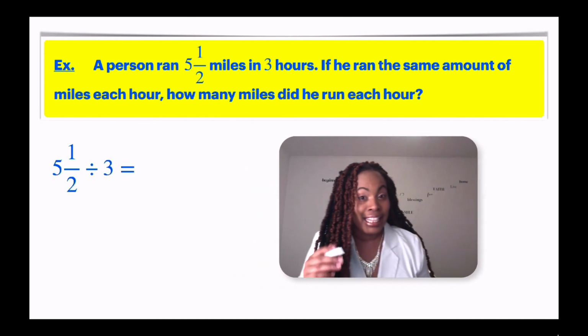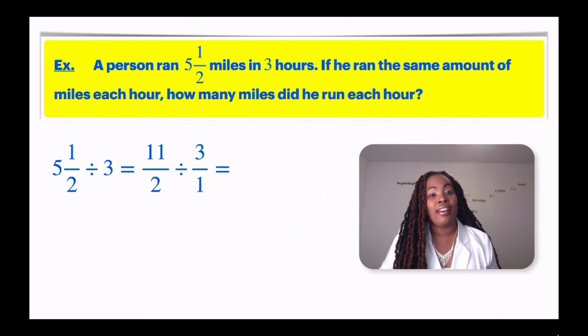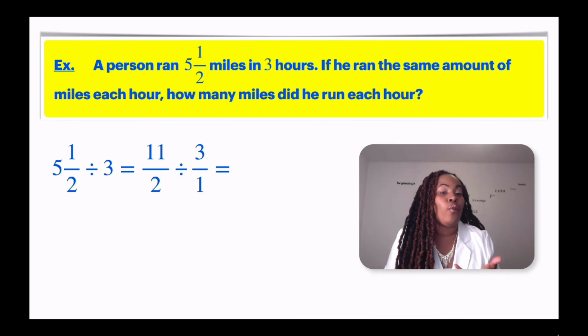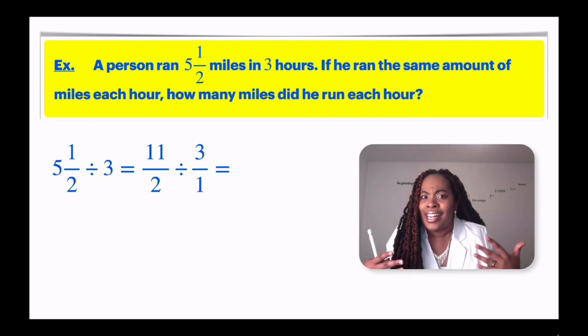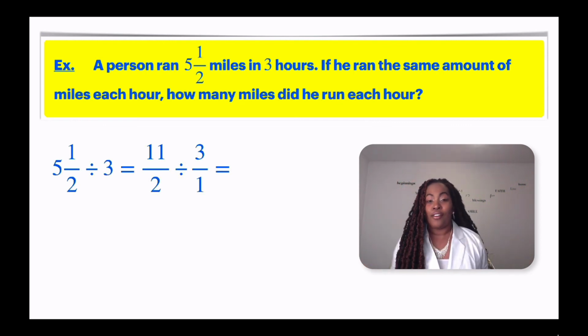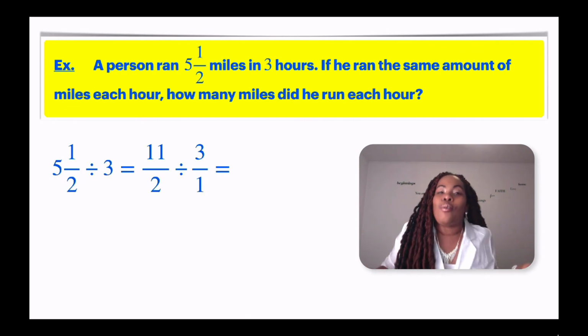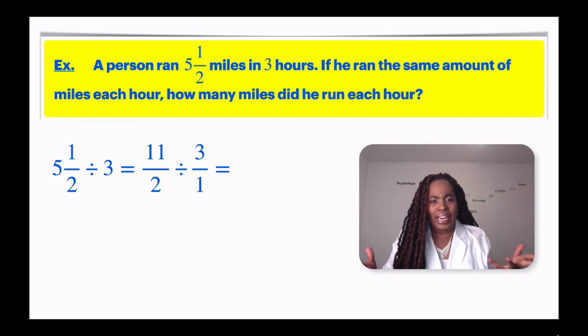That would be 5 1/2 divided by 3. Now in this case, if you notice, we have a mixed number there. And what did I tell you guys about mixed numbers? Do we divide using mixed numbers? No, y'all, we don't divide using mixed numbers. We get rid of those guys. They gotta go, right? So what we can do is convert it into a fraction by doing 2 times 5, which is 10, plus 1, that's 11.